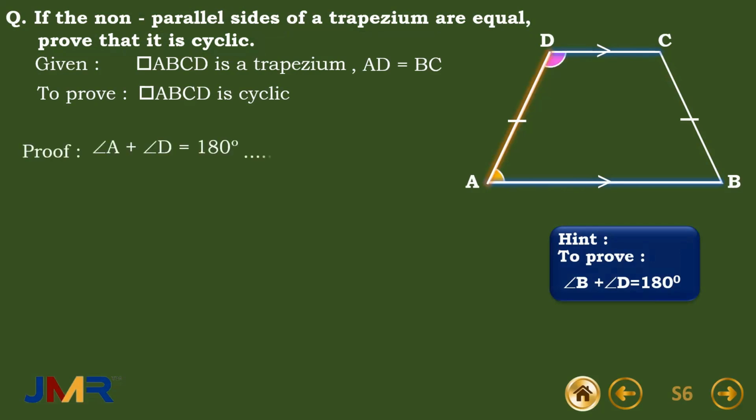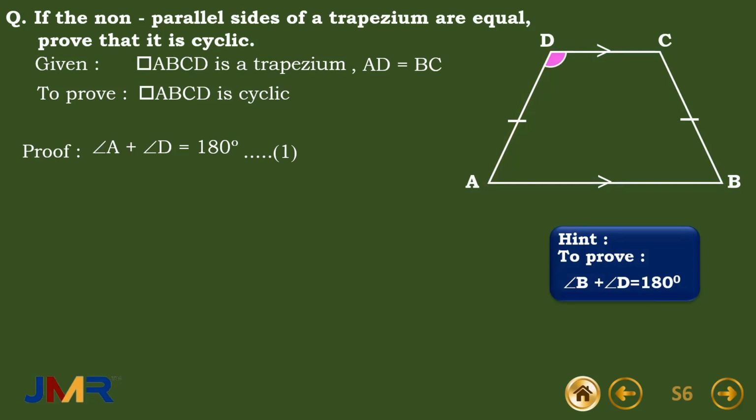Here, angle A plus angle D is equal to 180 degrees. Why? Because AB is parallel to CD. Angle A and angle D are co-interior angles, if AD is the transversal. That is the first condition.